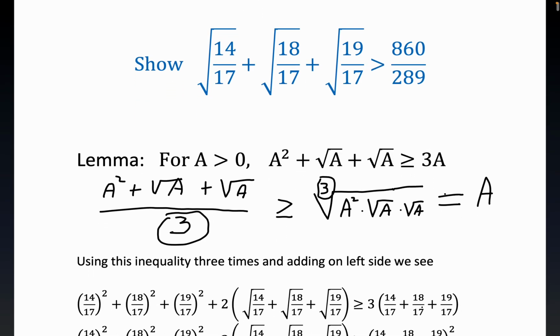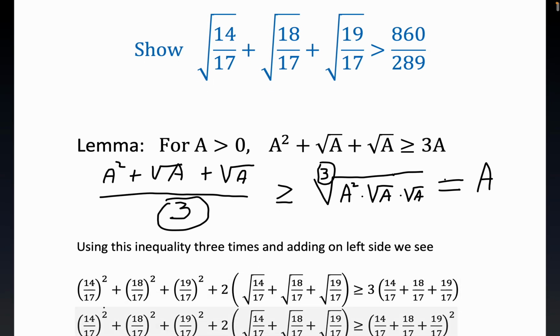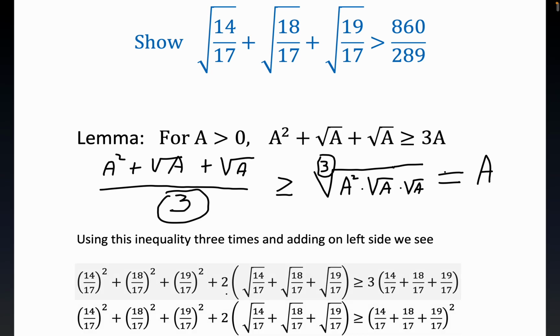What I'm going to do here is repeatedly use it, first for a equal to 14 over 17, a equal to 18 over 17, and a equal to 19 over 17. We just add them up. You can add up inequalities just like you can add up equalities and get another true statement. Now notice the 2 here. This part right here is just the same thing as 2 times root a. So all we did is add these things up 3 times, and you can see exactly where the 3 goes. We just used this object 3 times.